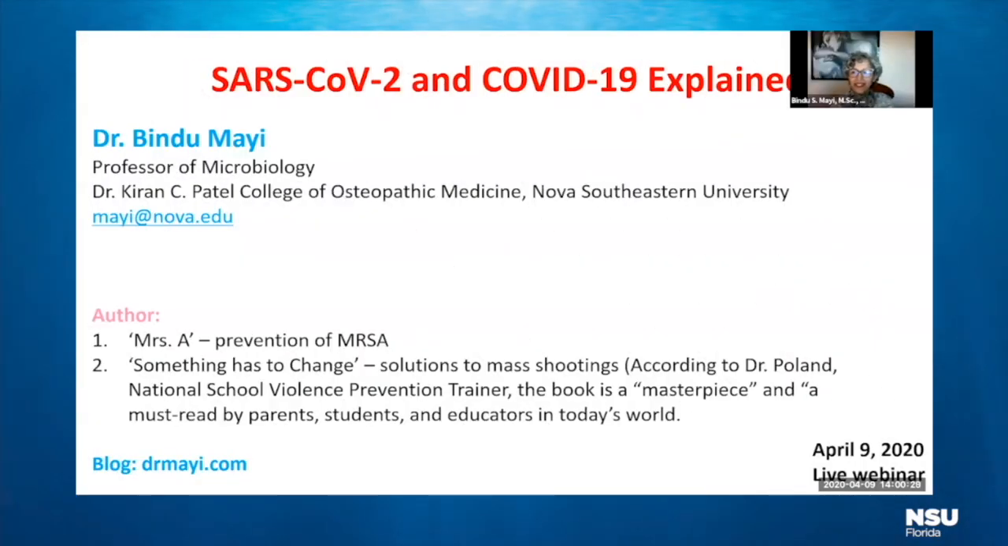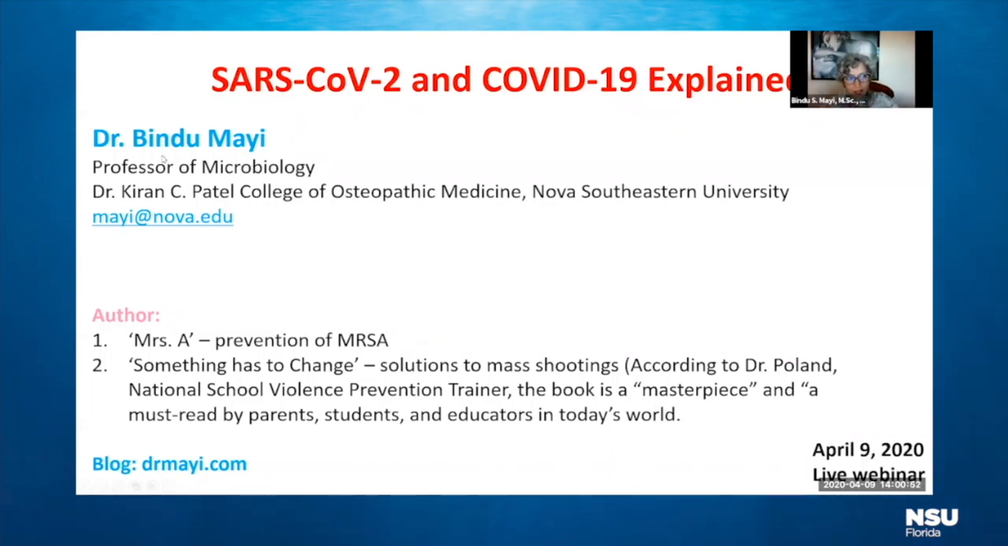Everyone. The title of my talk today is SARS-CoV-2 and COVID-19 Explained. SARS-CoV-2 is the name of the virus. The name of the disease is COVID-19, which stands for coronavirus disease, and the number 19 obviously stands for 2019, which is when we first started seeing this infection emerge in Wuhan, China.